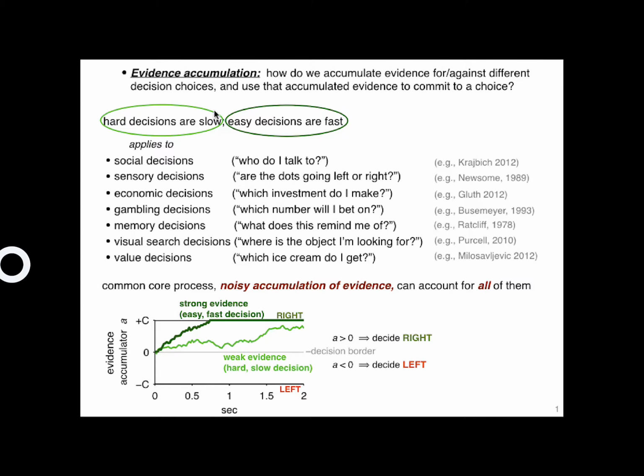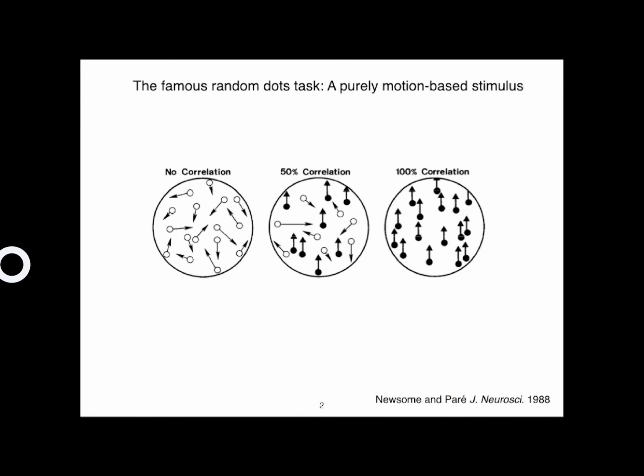So super simple picture, accounts for a ton of behavioral data, so of course people love it, and it's been in the literature for about 50 years, used all over the place. There's a task that people started using in the mid-1990s. Actually, the task is older, but the relationship to this accumulation picture started in 1996.